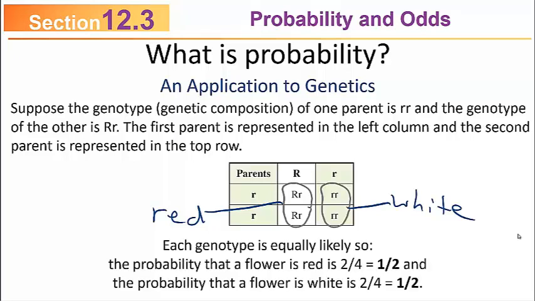So if you wanted to look, you could say that a flower is red 2 out of 4 times, or half the time, and a flower would be white 2 out of 4 times, which is a half. In this particular set of parents, it would be 50-50. It'd be half and half as to whether the flower that results from that mating would be red or white. It's true for that particular pairing of parents.